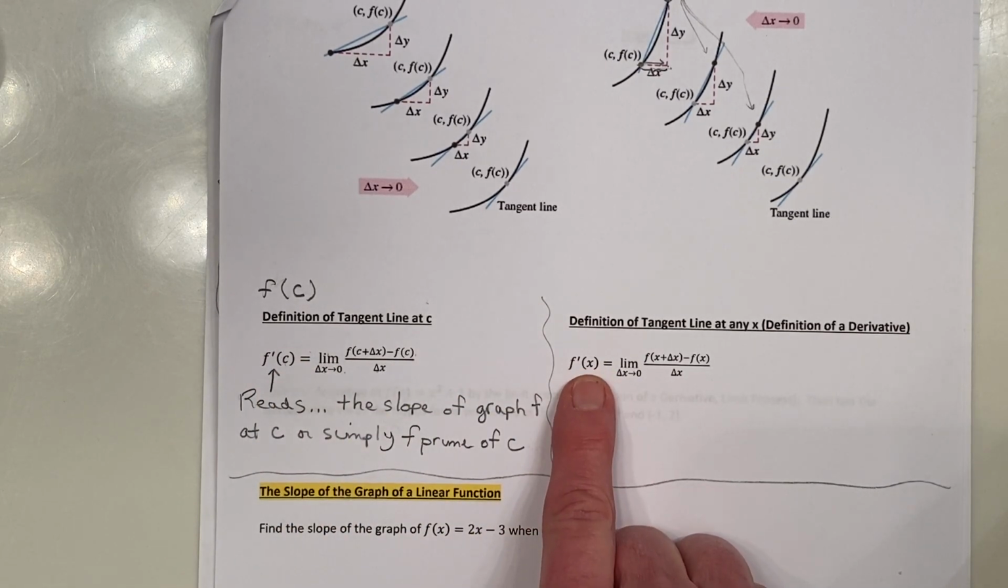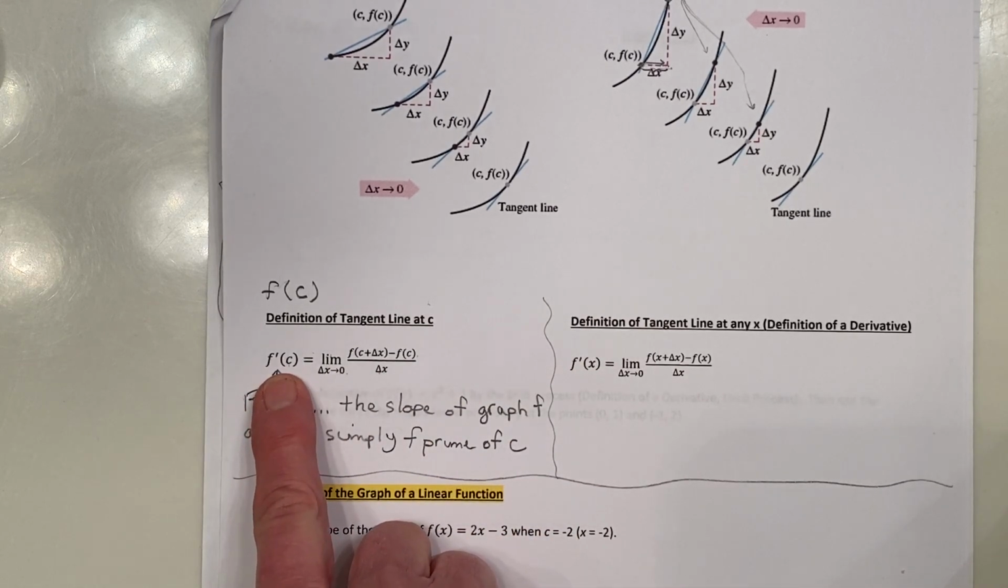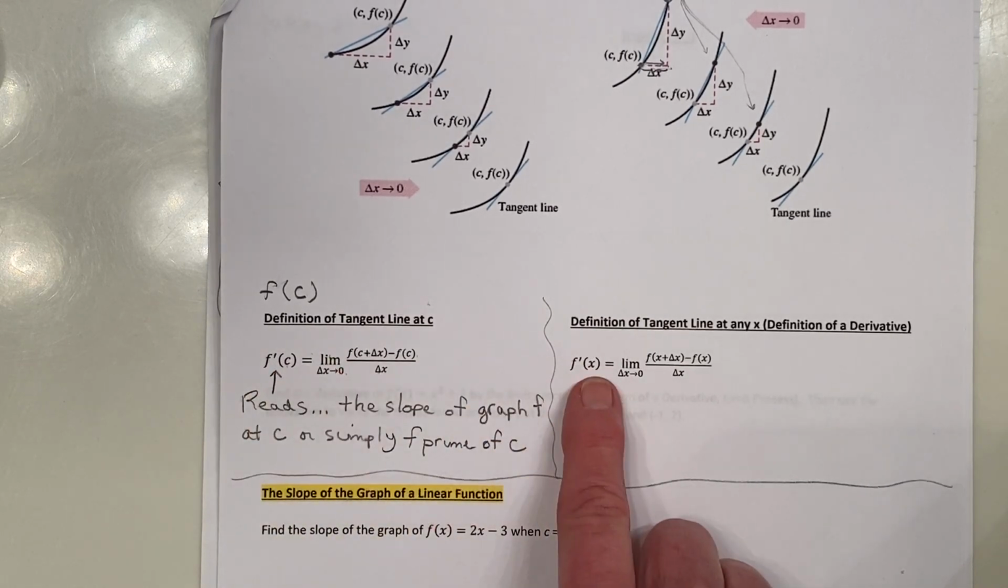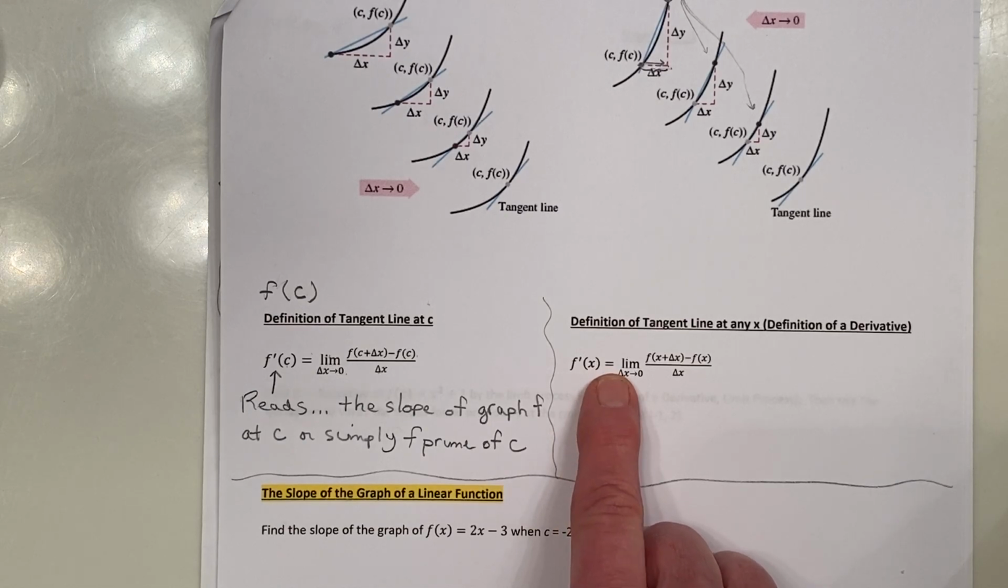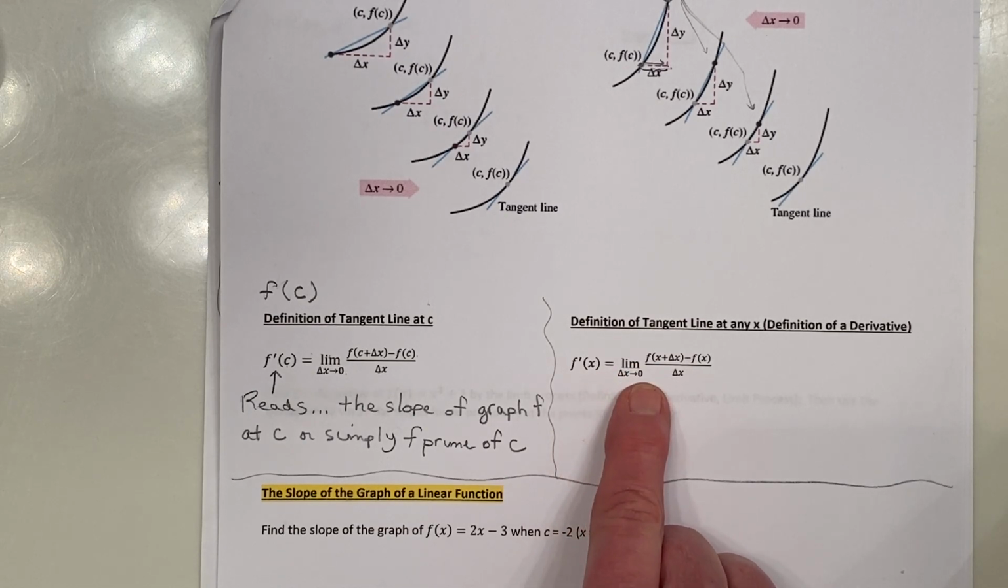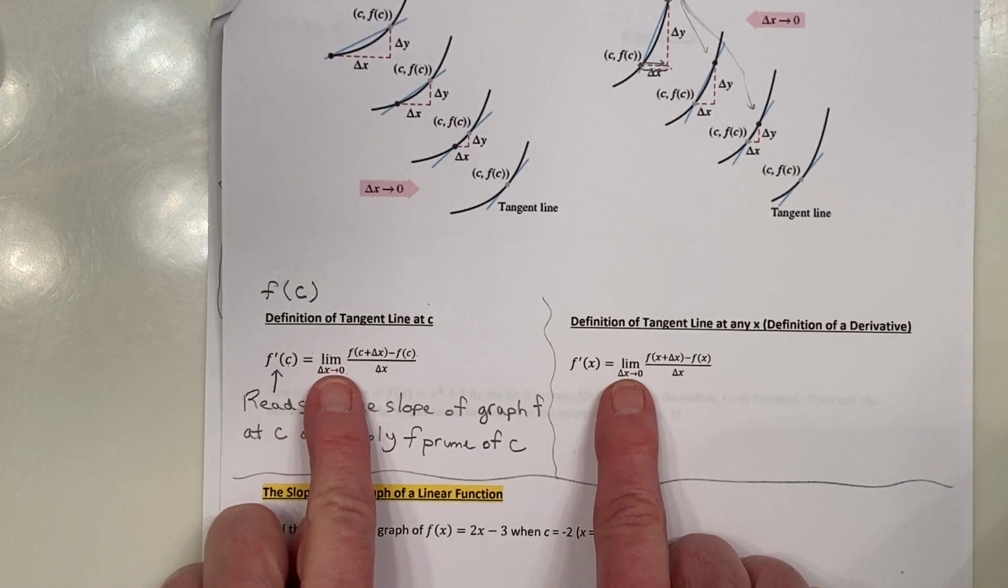Maybe I don't know what the x value is like I do over here. So where this c is, I'm going to replace it with an unknown x. It's still equal to the limit as delta x approaches 0. So these are the same, nothing's changed.